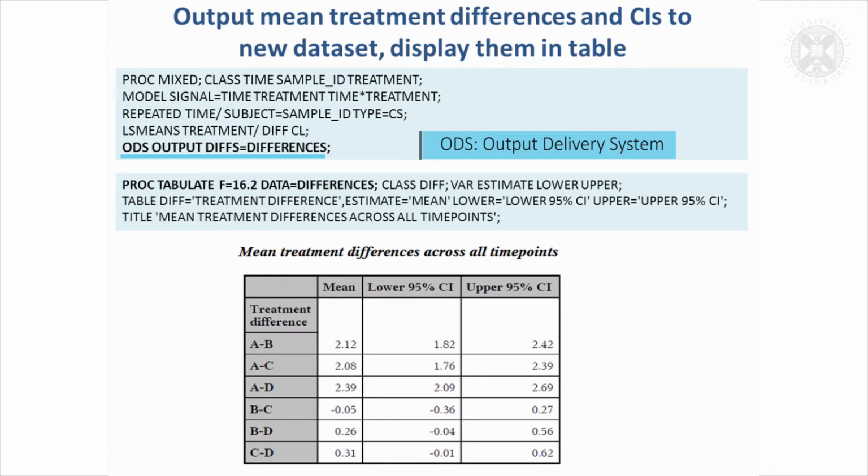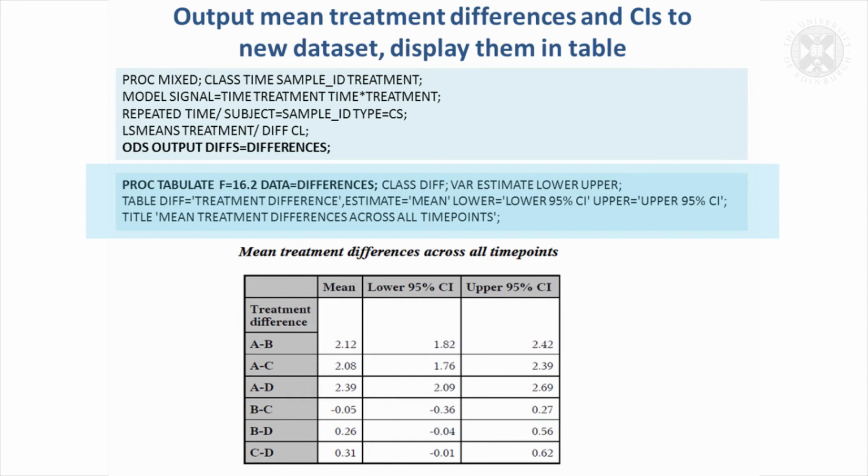And then you can go on to do a PROC TABULATE using this data set. So we say we're going to use that data set called differences, and we'll do a table in a similar way to before. And this time we're going to get the means of the estimates and their confidence intervals. So these are the differences in the means with confidence intervals relating to that analysis, and now we've got it presented a bit more nicely in a table.